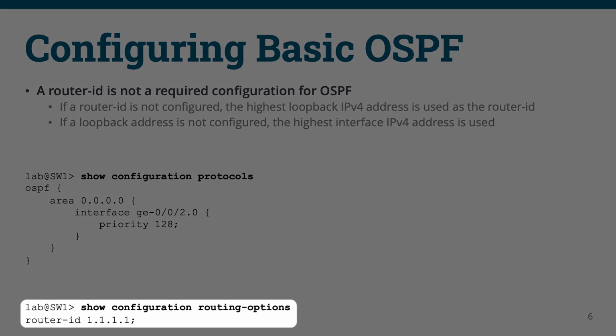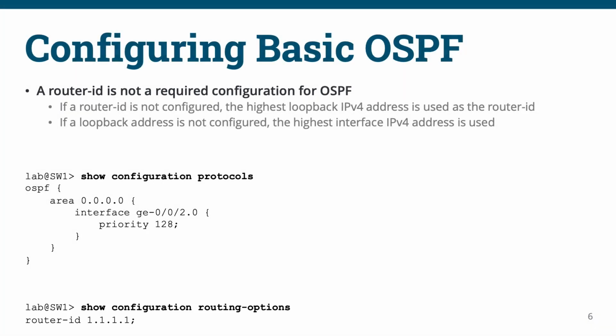At the bottom, we see that a RID may be specified manually by using the set routing-options router-id configuration command. A router ID configuration is not required, though. Junos will automatically set the router ID to the highest loopback IP address if one is configured, or the highest interface IP address if a loopback interface is not configured.